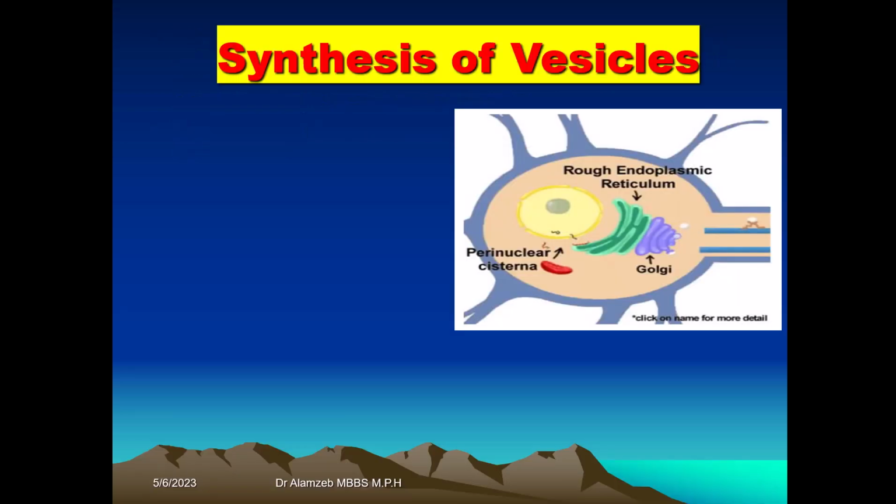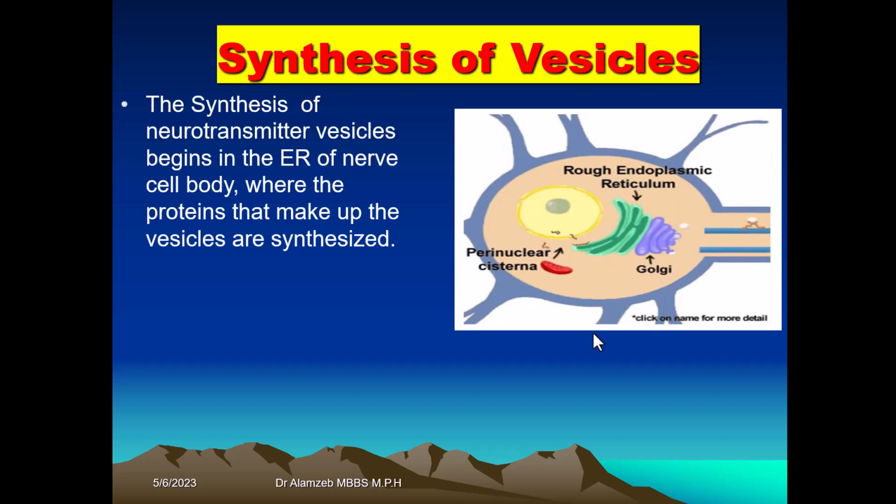Now we have the acetylcholine vesicles in the nerve terminal, but where are they synthesized? They are actually synthesized in the body or soma of the neuron. The synthesis of transmitter vesicles begins in the endoplasmic reticulum of the nerve cell body, where the proteins that make up the vesicle are synthesized. We know that in this body we have the nucleus, and the nucleus has DNA.